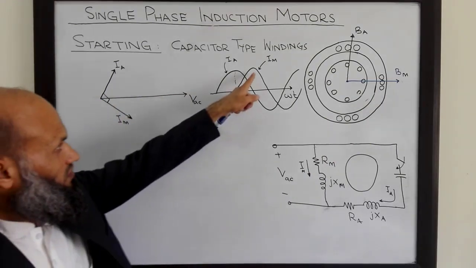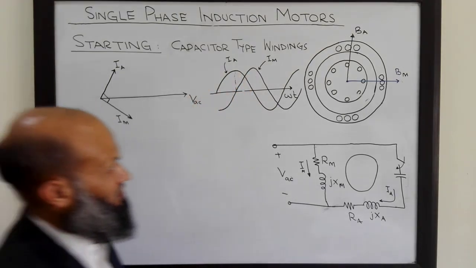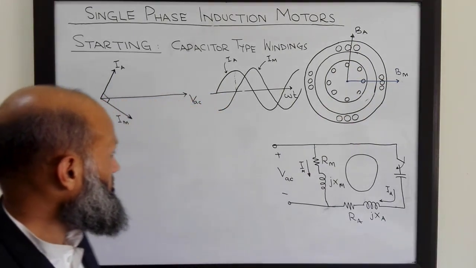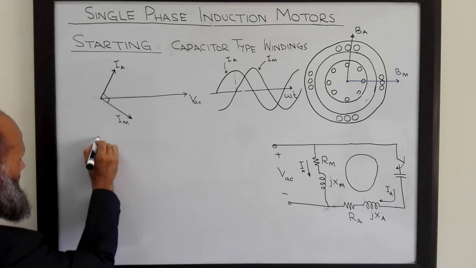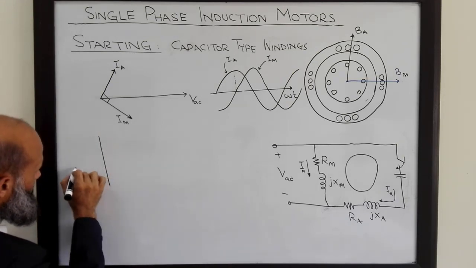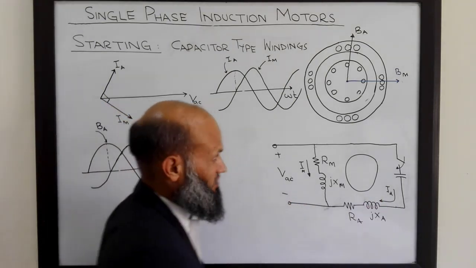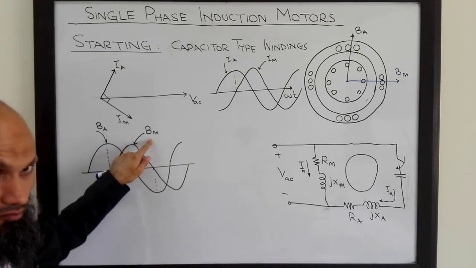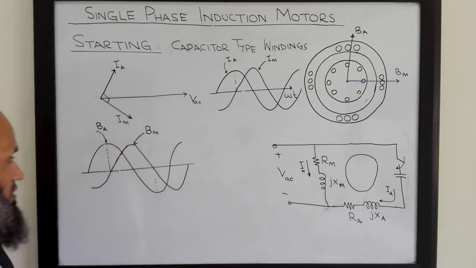So due to these two currents, there will be two flux density vectors. The direction of these flux density vectors is indicated in this diagram, and I show their magnitudes in this diagram. The number of turns can be adjusted such that the maximum value of Bm is equal to the maximum value of Ba.